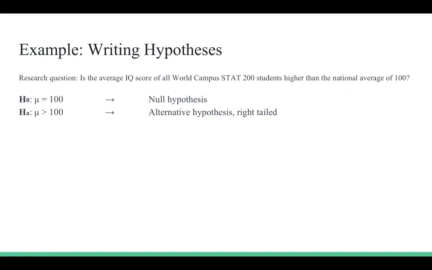Starting on top with our null hypothesis, we're always going to use equal to, because that indicates that there's no change in the data. And then we're going to be using 100 because that's the data we're given here. We're asking if the World Campus Stat 200 students is different than the national average, higher than the national average, which is what we're going to be sticking to in our null hypothesis. So 100 will be used there. And this is going to be a right-tailed test since we're using the word higher. So we're going to be using a greater than sign for the alternative hypothesis.